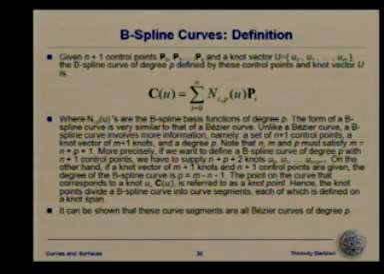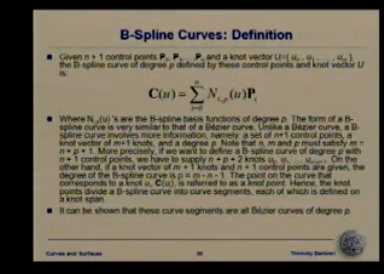This is the full definition. Given n plus 1 control points from P0 to Pn, and the knot vector, which is defined over the space of the parameters from U0 to Um, the B-spline curve of degree P obtained, defined by these control points and the knot vector U, is the following.